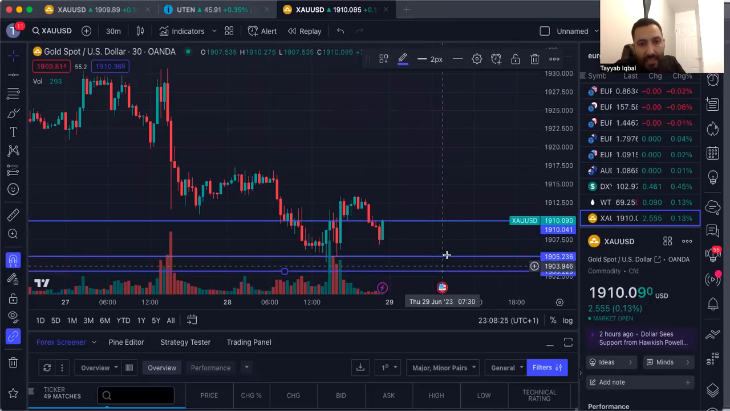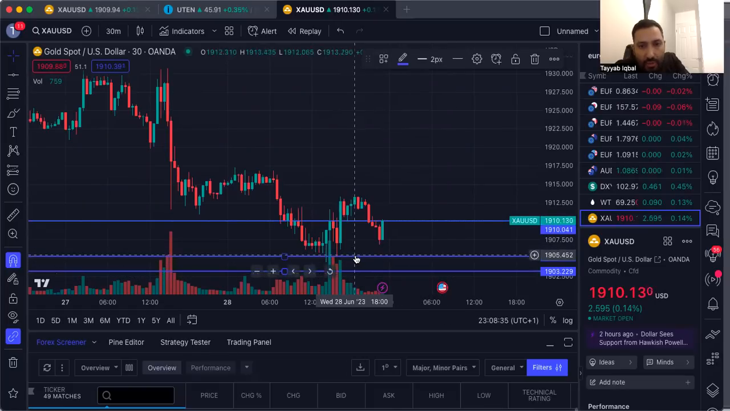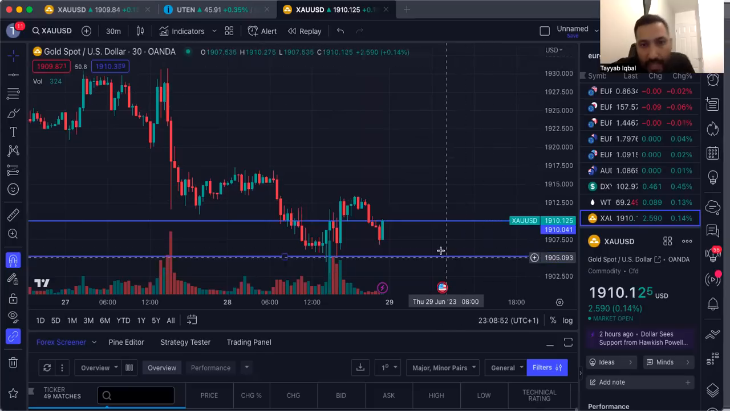I did take an entry from 1905, 1905.85, I think it was, because it moved very quickly, it moved down and then it came back up. So I did manage to get in from 1905.85, I think it was. So from there, when I take my entry, obviously, let's just delete that because this one never happened. So then I had two entries, one from here from 1910, and the second entry I took from 1905.